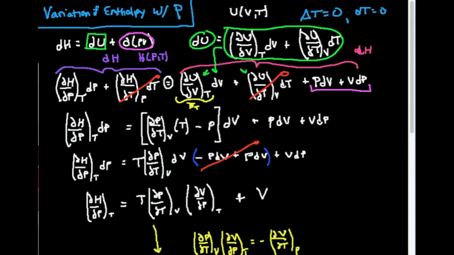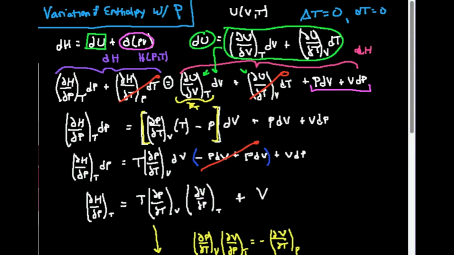It's internal pressure, and internal pressure was also equal to T times the partial derivative of P with respect to T at constant V minus pressure. And since the internal pressure, this thing in brackets, is multiplied by dV, I'm going to multiply this expanded expression for internal pressure by dV. And then I'm just going to tag on the P dV plus V dP. Okay?